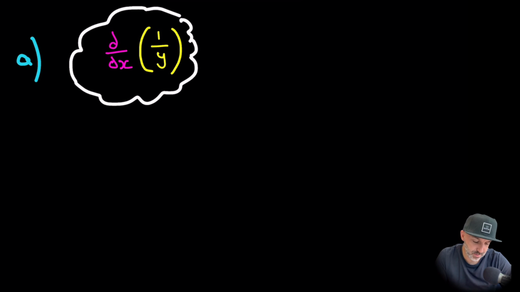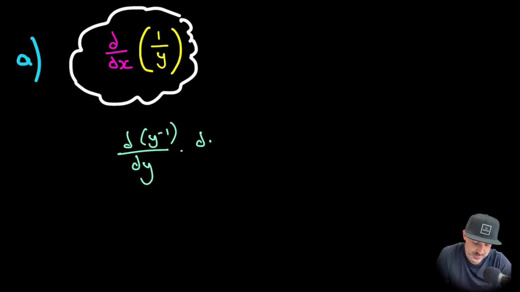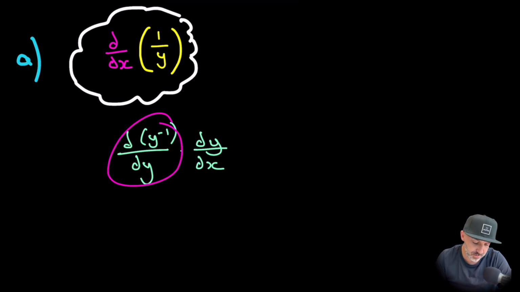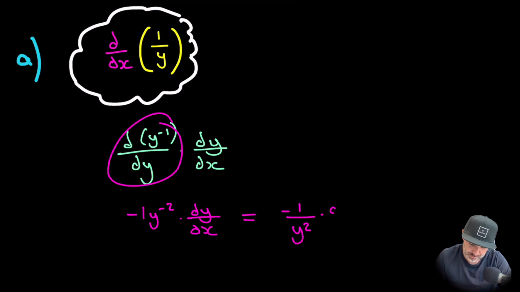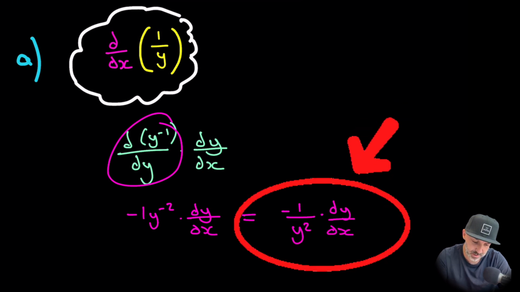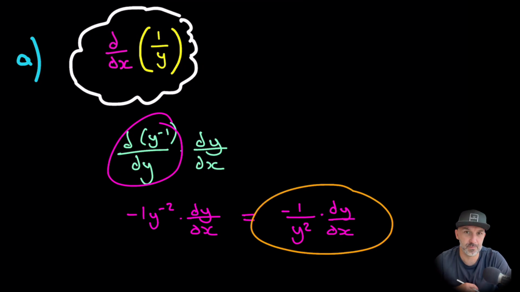Okay, so part A is a relatively simple expression. It's asking us to differentiate with respect to x. So we have d of y to the minus 1 by dy, times dy by dx. That was the part of the chain rule that I stated. When we differentiate that with respect to y, we get negative 1 times y to the minus 2, but we don't know what dy by dx is, so we leave it. You can simplify that by writing negative 1 over y squared times dy by dx, but there's not much more we can do unless we were given more information.